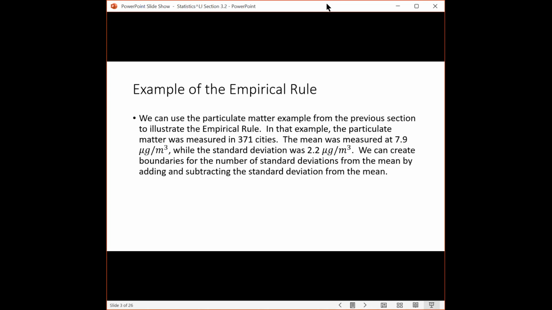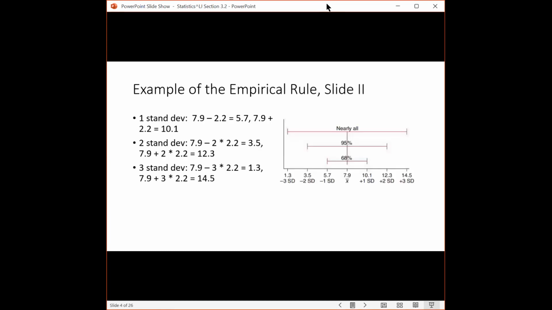We can create boundaries for the number of standard deviations from the mean by adding and subtracting the standard deviation from the mean. So to find one standard deviation from the mean, we take the mean and subtract a standard deviation, and that gets us a boundary that is one standard deviation below. We can take the mean and add a standard deviation, and that gets us a boundary that is one standard deviation above the mean.